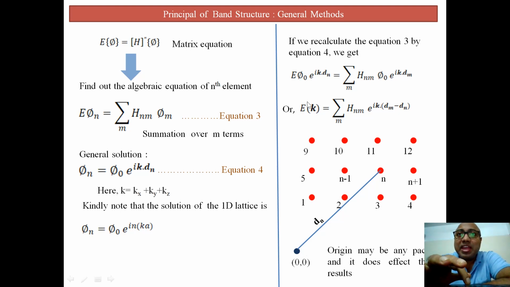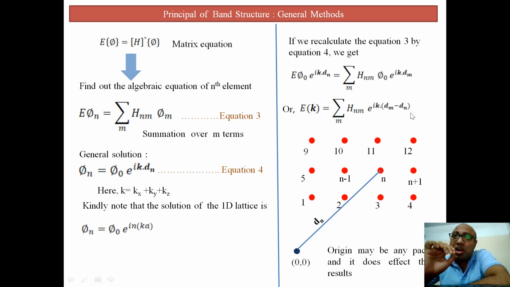Now what is my E k? Okay, function of k. So that i k dn will come to this side, and you will ultimately get h and m e to the power i k (dm minus dn). So it looks like some sort of vector subtraction is there. Here dm minus dn, some sort of vector.